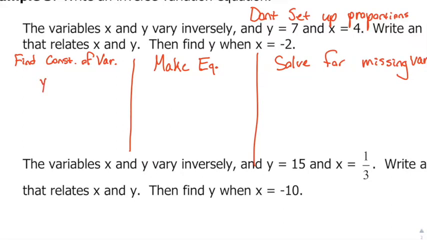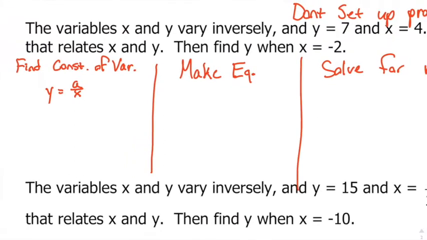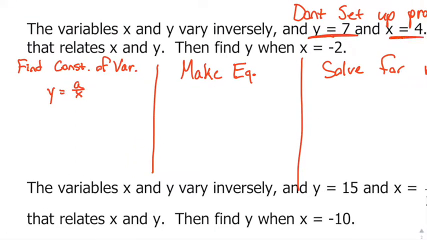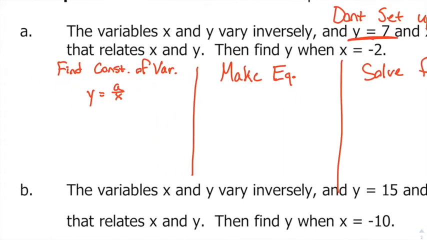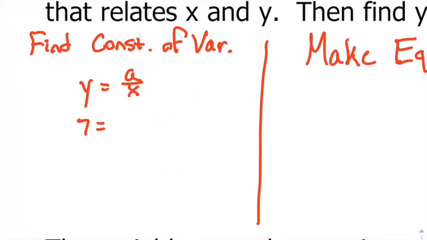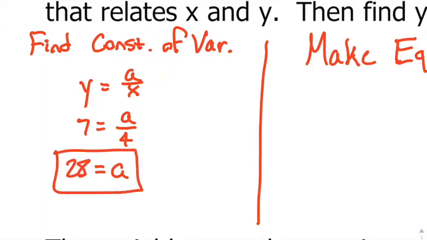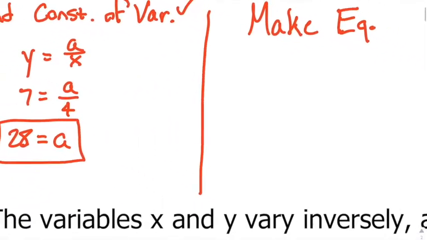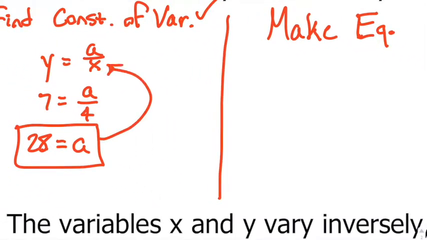So first thing, plug into y equals a over x. We're going to take those y and x values that they initially gave us. So you've got a relation, and when y is 7, x is 4. I'm going to plug 7 in for the left side, and 4 on the right side in the denominator. We're going to multiply both sides by 4. We get 7 times 4, that's going to be 28. There's your a, there's your constant of variation. Done with that step.